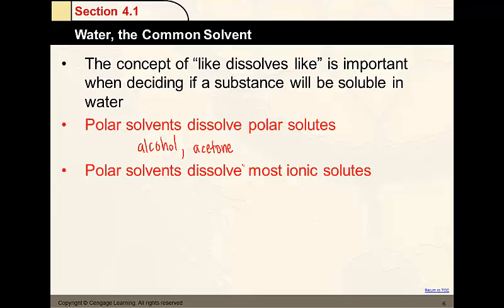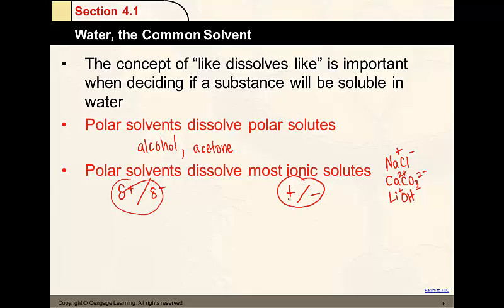Polar solvents dissolve most ionic solutes. Now, polar molecules have a slightly positive and a slightly negative end. Ionic solutes, like we could have sodium chloride or calcium carbonate or lithium hydroxide, something like that, those have positive and negative ions. This is positive 2, negative 2, positive 1, negative 1. So ionic solutes have positive and negative charges. And the idea of like dissolves like. Charged things are attracted to other charged things, and that makes them alike.